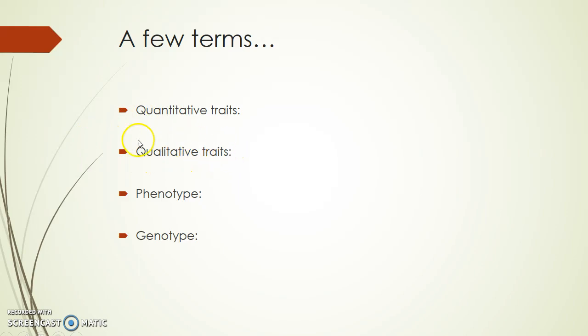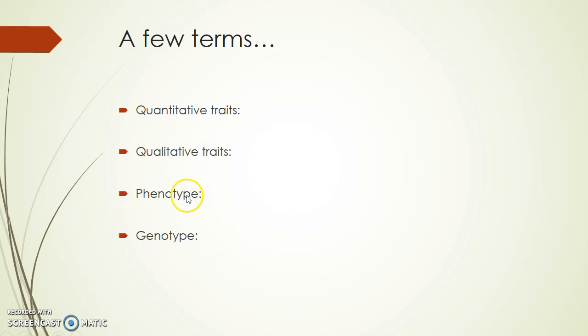Qualitative traits, or the quality, are going to be descriptive or subjectively measured things, like what color the animal is, whether they have horns, and how their feet and leg structures are. It's not really a numerical value, it's more of a subjectively measured type thing.